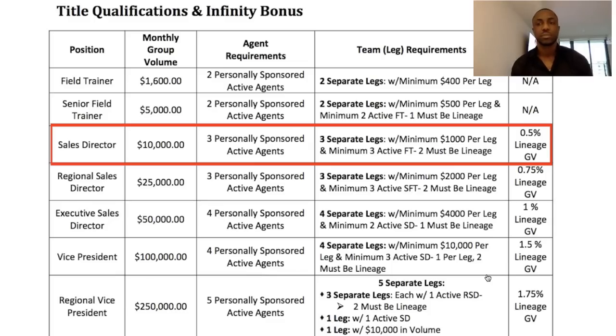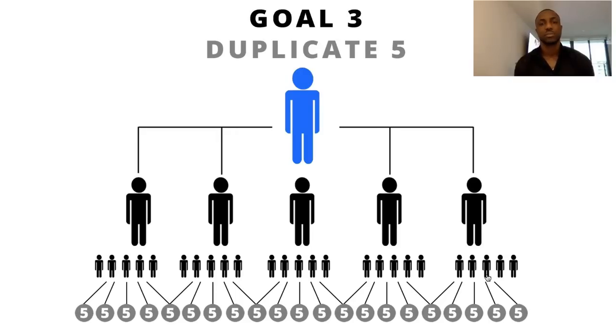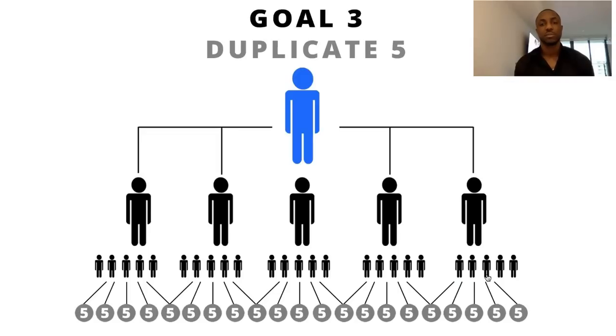So look on the screen as you see the volume requirements and the title requirements. To hit sales director, all you really need is 3 field trainers, but we're structuring you out to the point where you have 5 field trainers to get you to that next level. Now in tier 3, you have 5 to help those 5 people get their 5 people. We want to duplicate that same process and go 3 levels deep. Once they go out there and get 5 people, that's going to take you all the way to executive sales director. So 5 that got 5 equals 125.